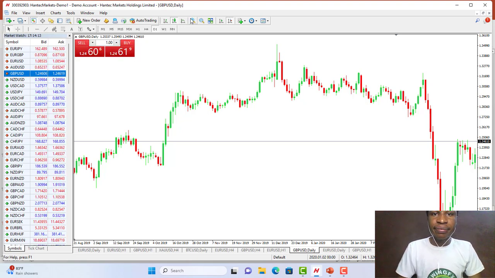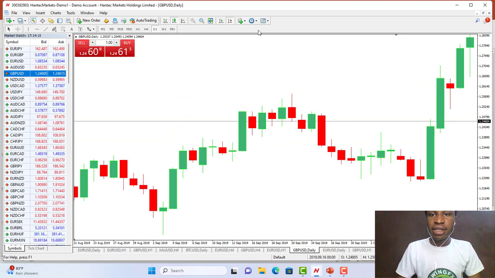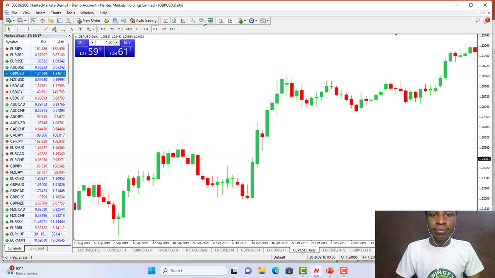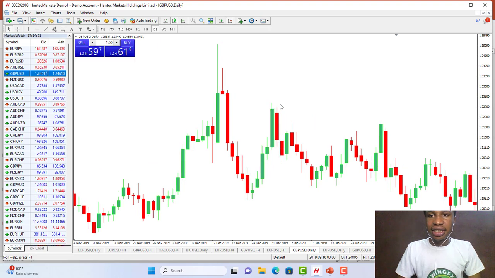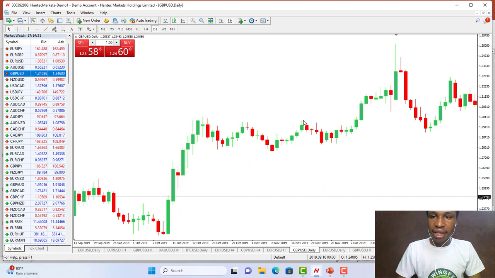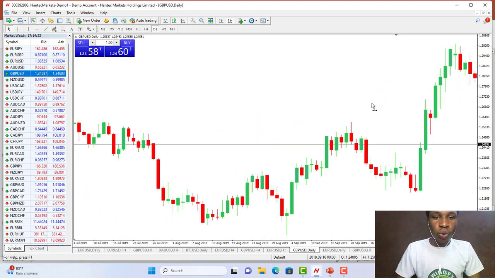Let me zoom in. This is it. This is a Harami pattern. You can see there was a gap to the downside but it could not engulf this. At the end of the day, the market fell. It's a Harami pattern, so these things work.